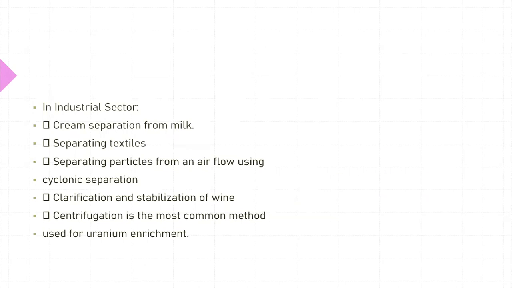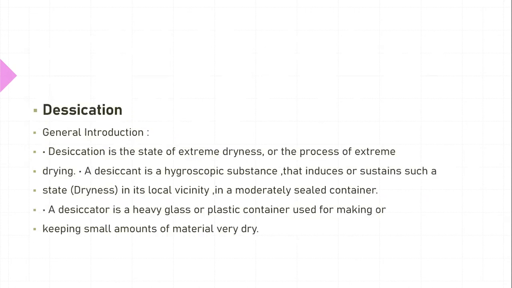Industrial sector: cream separation from milk, separating textiles, separating particles from an airflow using cyclone separation, clarification and stabilization of wine, which we don't do. Centrifugation is the most common method used for uranium enrichment.